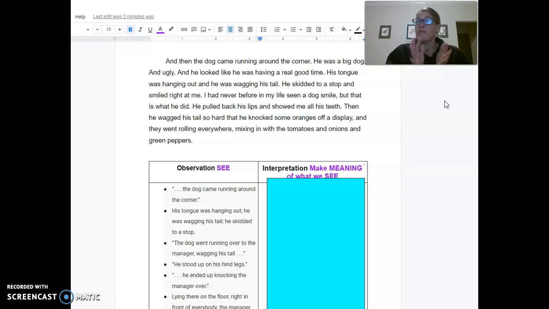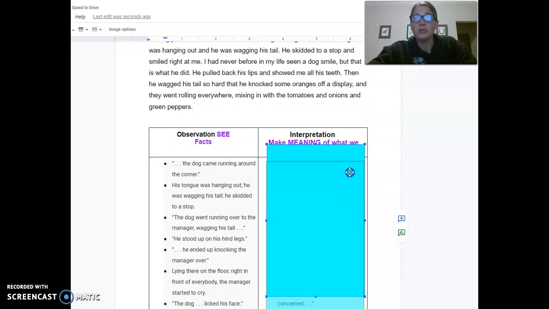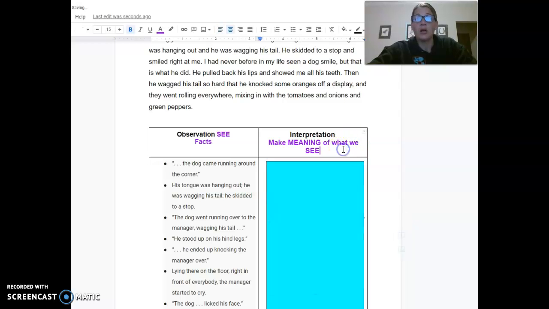Observations are more like a factual thing. It's what I'm actually seeing happening. But my interpretation of what that means can be different than yours. So it's almost like comparing facts and opinions. So observations are a little bit more like facts. Interpretations, let me move my little chart down, are a little bit more like opinions.